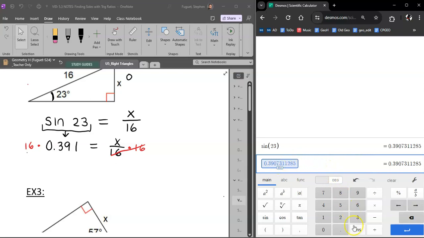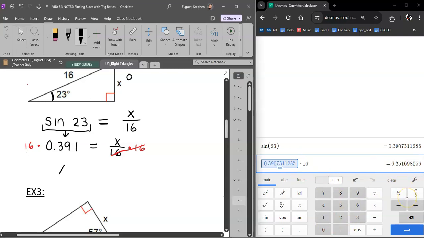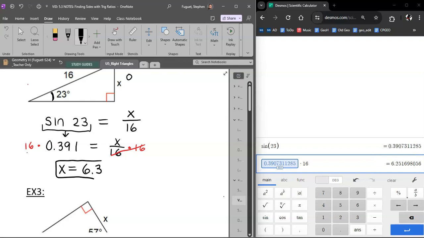I'm going to do this in one take. Press the answer button. It copies the previous line down, and we're going to go times 16. And there's your answer. So my x value, my missing side here would be, let's round it to the nearest tenth, 6.3. Now, if we happen to want to find that third side, you actually could set up another trig ratio equation or set up Pythagorean theorem.